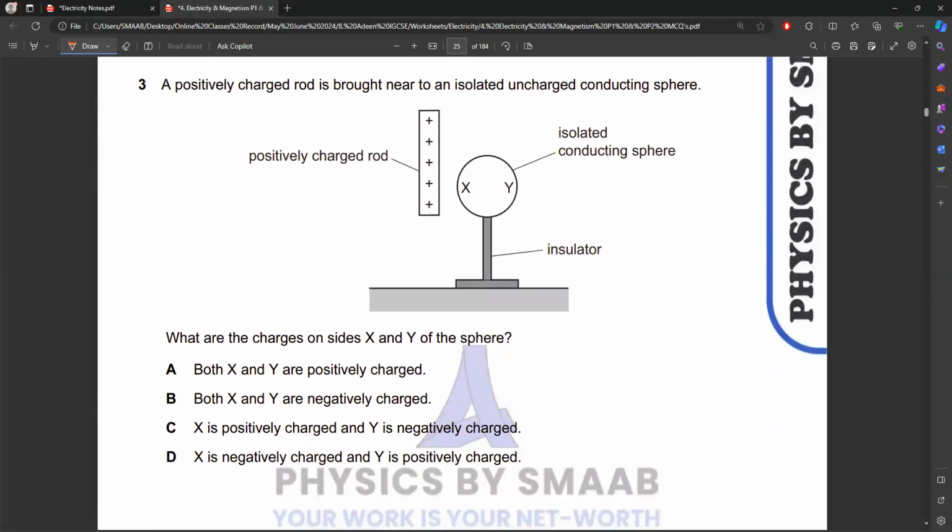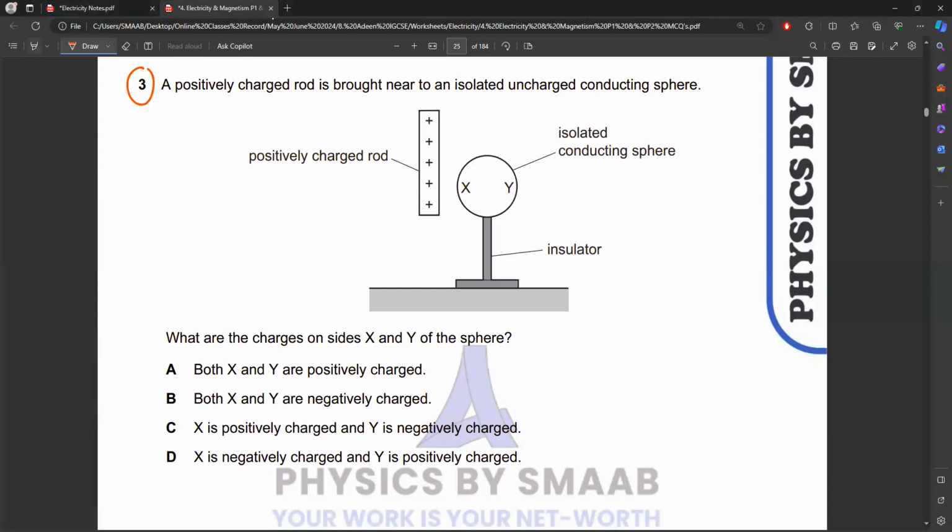And what about question number three? D. Option D, X is negatively charged and Y is positively charged.